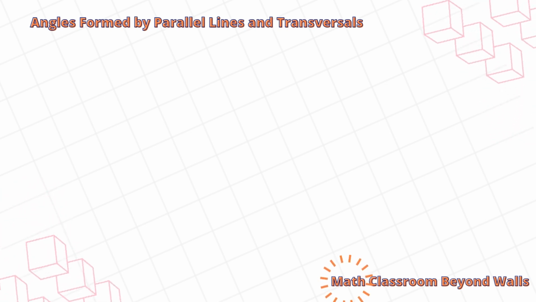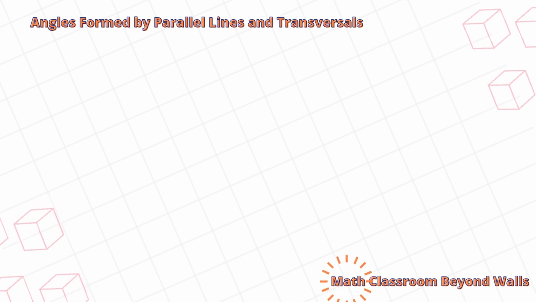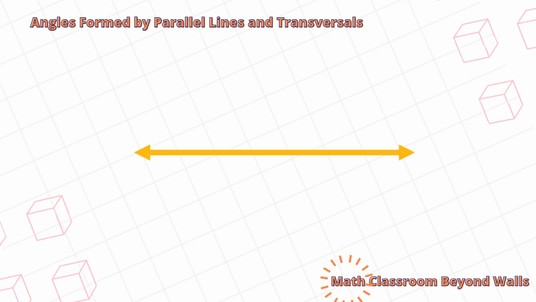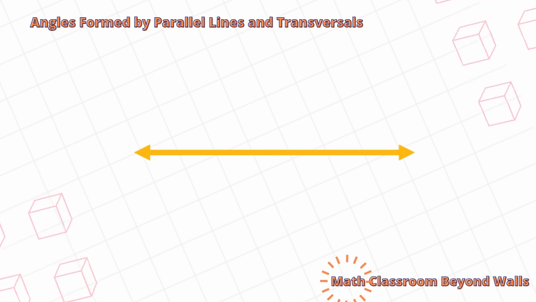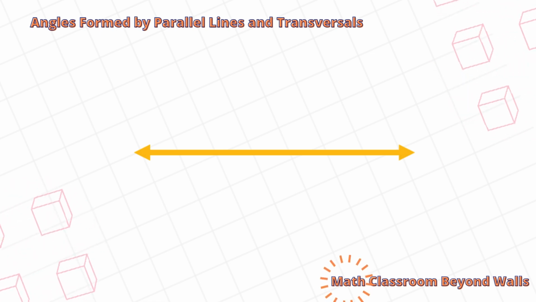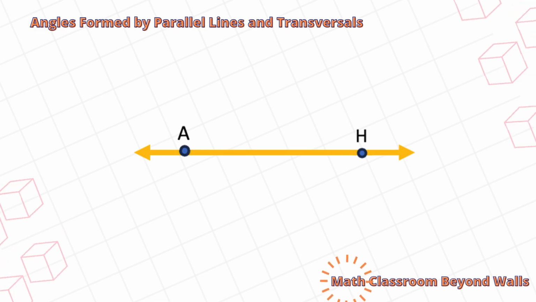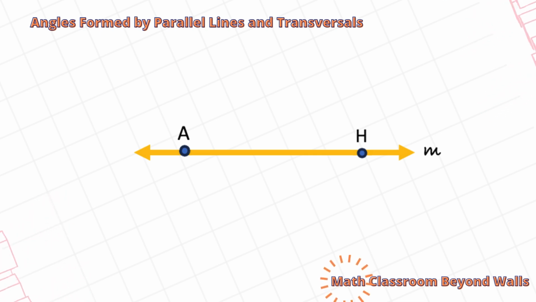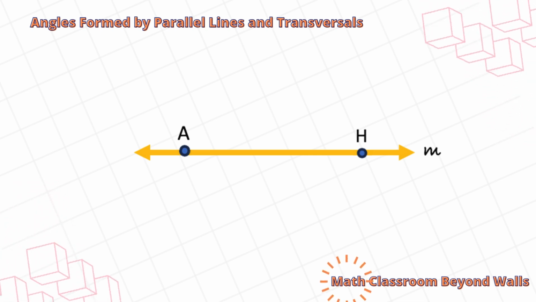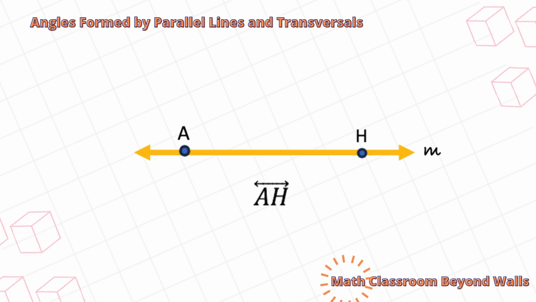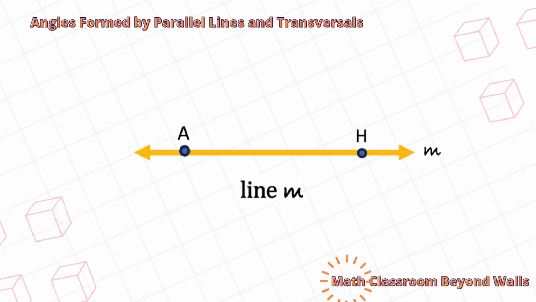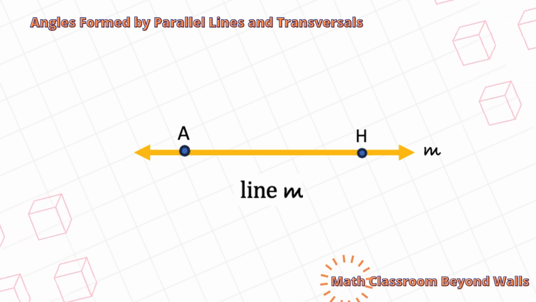As everybody knows, the representation of a line is as shown, with arrows on both ends signifying that the line is infinitely long. Recall that lines can be named using 2 points on the line or by using a lowercase letter of the alphabet. The line shown here can be named using this symbol or this. Both are read as line M.